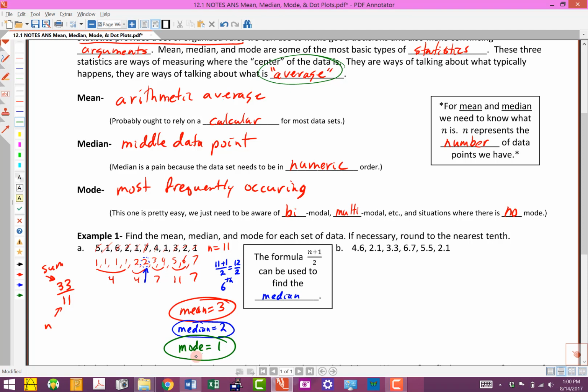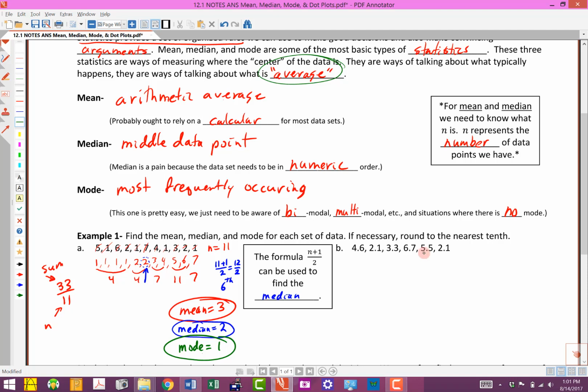And then the mode is the one that occurs most often, so that would also be a way of talking about what typically happens. Gosh, if these were numbers on a spinner, looks like 1 comes up a lot or something like that. So all 3 of these are very useful. They're different ways of talking about what typically happens in a data set. Okay, let's take a look at the next one.